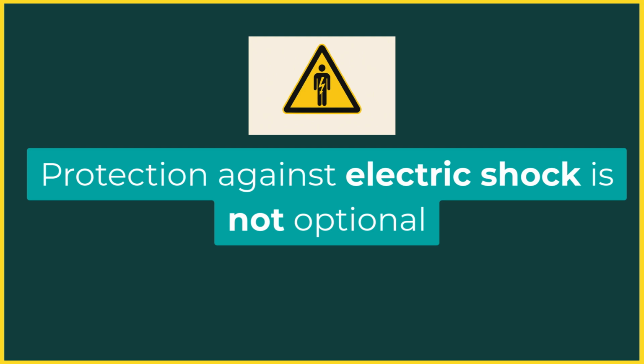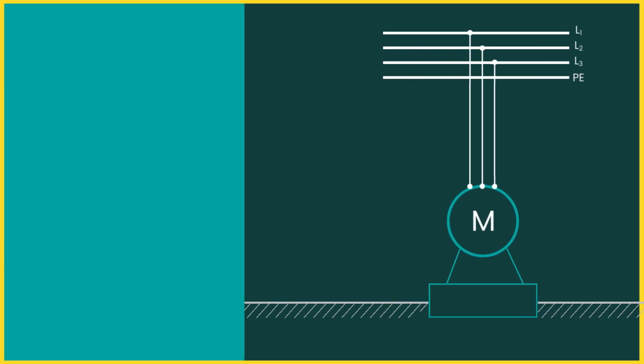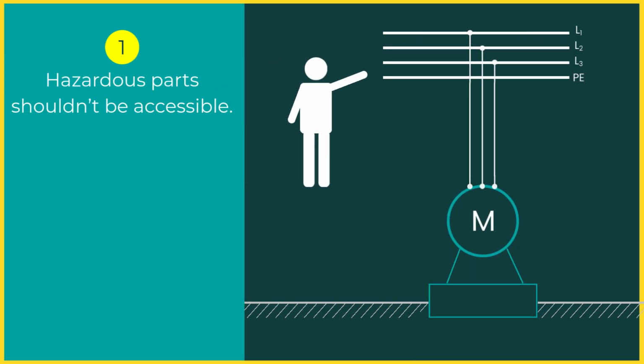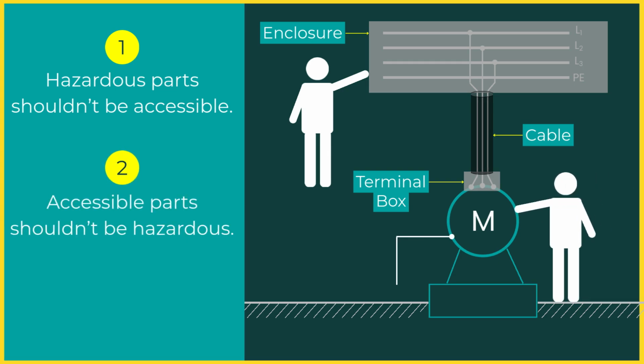The principle behind protection against electric shock is actually very simple. It is based on two rules. Rule 1. Hazardous parts should not be accessible. Rule 2. Accessible parts should not be hazardous. If both of these conditions are satisfied, the risk of electric shock is drastically reduced.